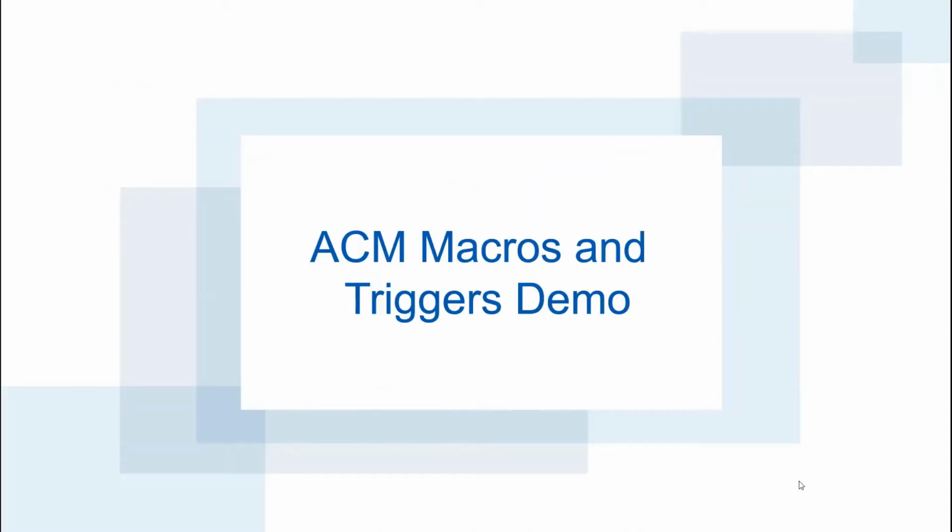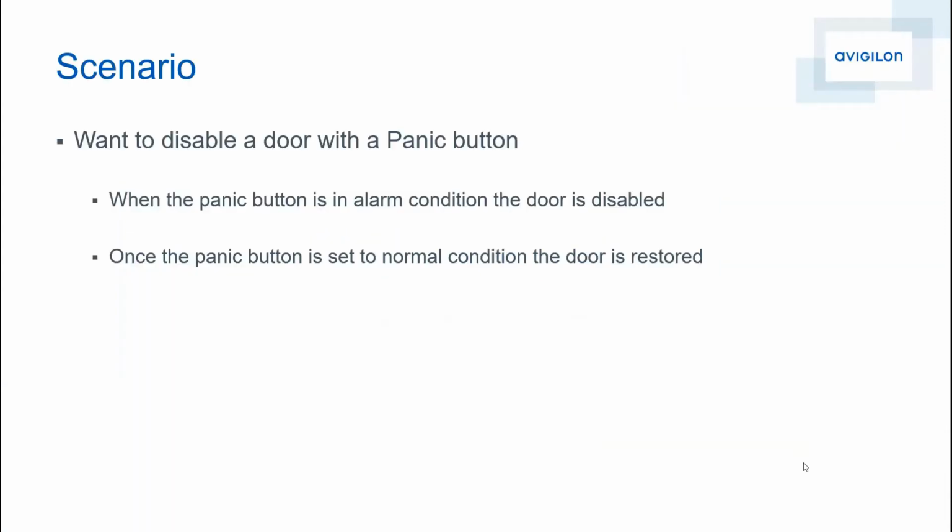Very well, let's go ahead and take a look in a demo of macros and triggers. I'm going to try to specify here a very easy, very simple scenario so we can configure that and give you a sense of how macros and triggers work in ACM. So the scenario is this: we want to disable a door with a panic button. So imagine that I have an input point, panic button. Whenever that input point or that panic button is in alarm condition, I want to disable the door. As soon as the panic button is restored to normal condition, I want to restore the door to normal operation. So that's the basic scenario that I'm going to try to program using macros and triggers.